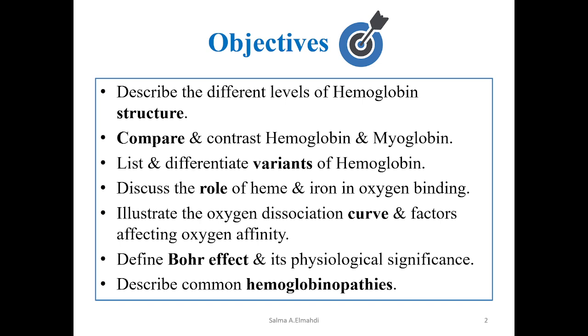Our objectives are to describe the different levels of hemoglobin structure, to compare and contrast hemoglobin and myoglobin, list and differentiate variants of hemoglobin, to discuss the role of heme and iron in oxygen binding, to illustrate the oxygen dissociation curve and factors that affect oxygen affinity, define what is meant by Bohr effect and its physiological significance, describe common hemoglobinopathies.